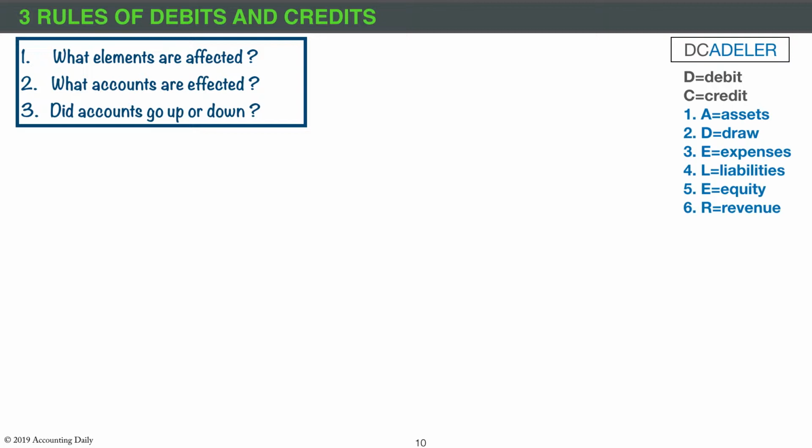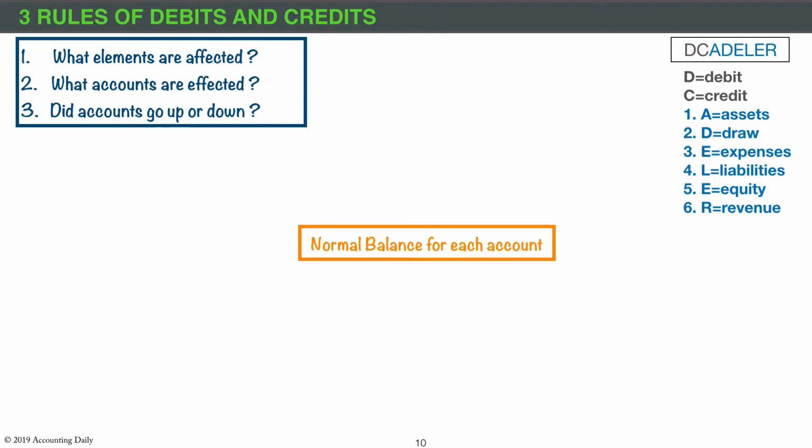We also need to remember the normal balances for each account. And to remember that, we draw a T account. The left side of the T account is always debits, and the right side is always credits.